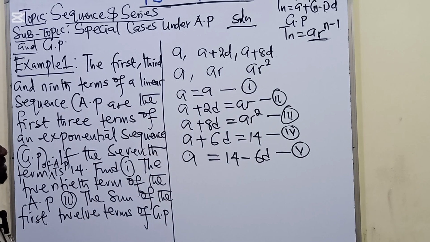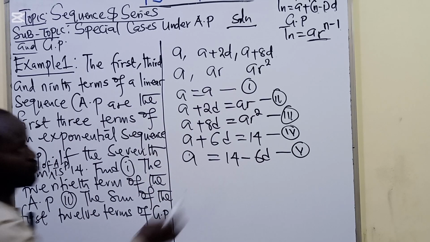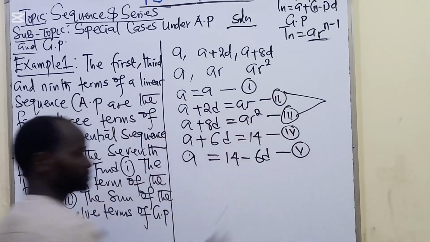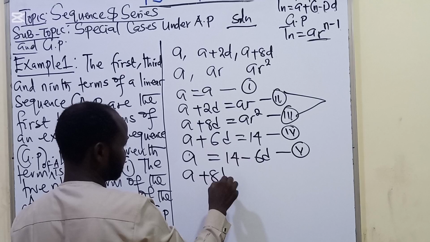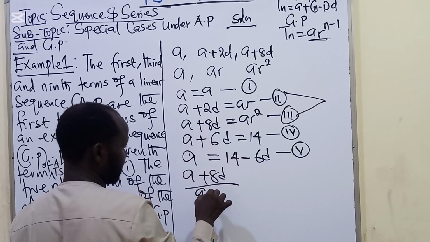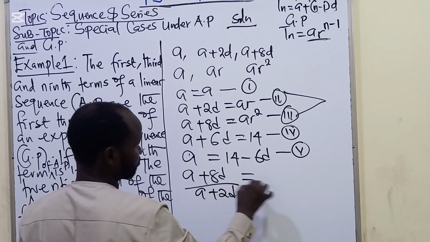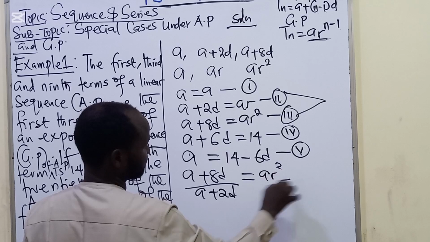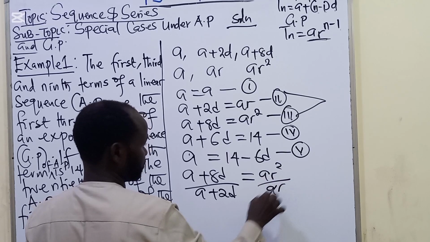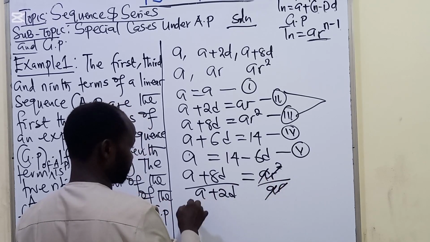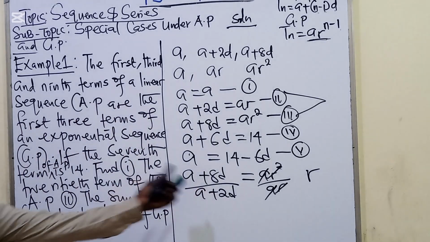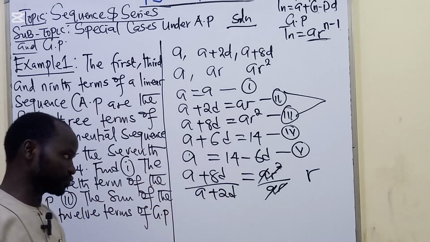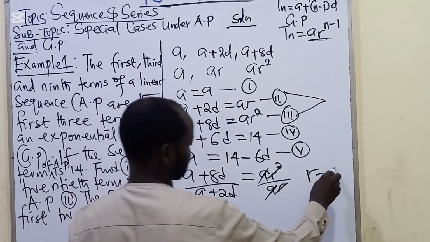Again, we can divide equation 3 by 2. Let's work on equations 3 and 2. It means A plus 8D divided by A plus 2D equals AR squared divided by AR. This will divide, we're left with R equals A plus 8D divided by A plus 2D. You can call this equation 6.